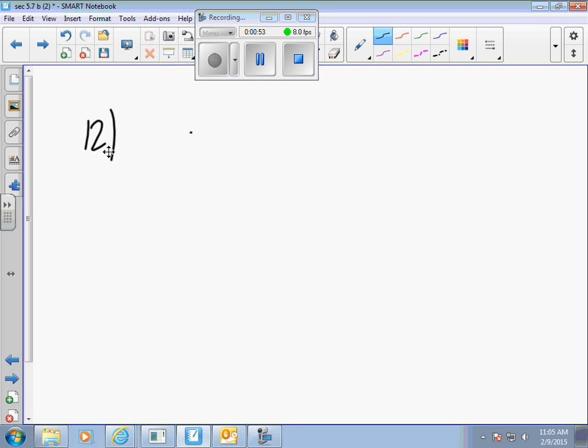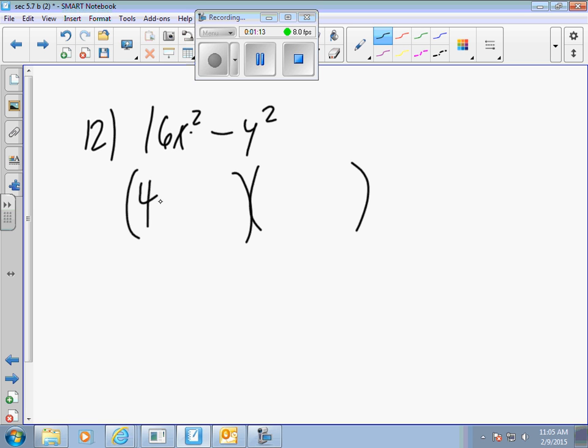It says we have 16x squared minus y squared. Again, we have a squared thing minus a squared thing. If we're recognizing that, we're going to go straight to the two parentheses. Take the square root of my first term. The square root of 16 is 4. The square root of x squared is x. So I have 4x in both of the front positions. The square root of y squared is y. It goes in both back positions. Notice it doesn't matter if they're numbers or letters, you're still doing the same thing.